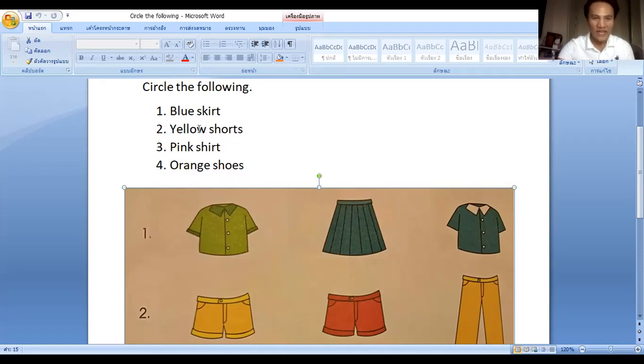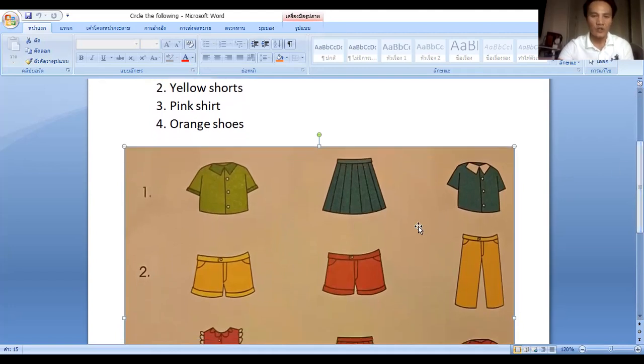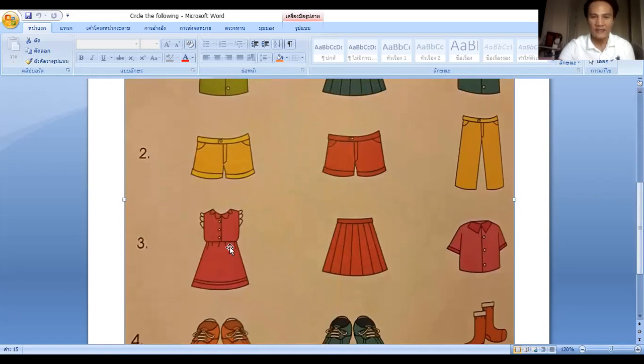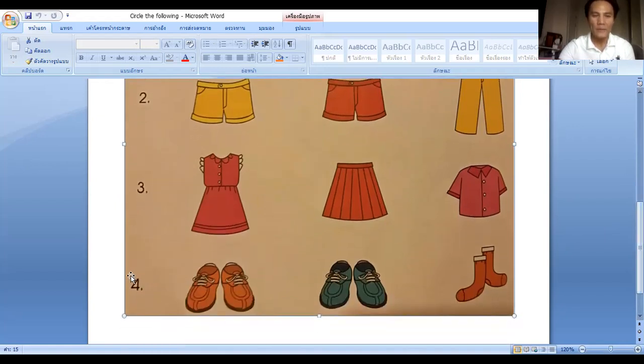Number 2, yellow shorts. Again, yellow shorts. Number 2, circle the yellow shorts. Is this the yellow shorts or this one? Is it a yellow shorts? Or this one? Okay, circle your answer. Number three, what does it say? Pink shirt. You have to circle the pink shirt. Where is the pink shirt? Is this a pink shirt? Or this one? Or this one? Okay, circle your answer.